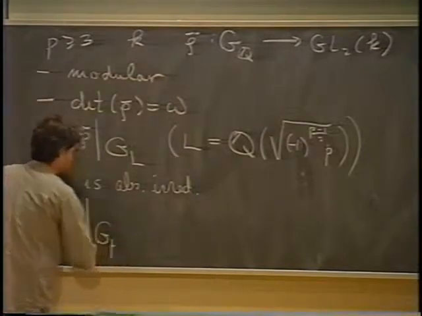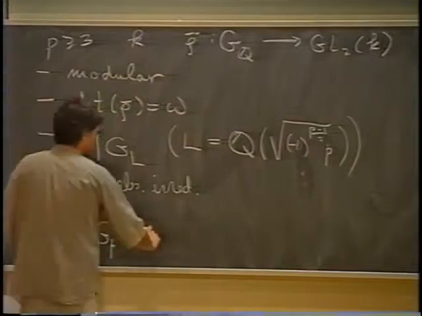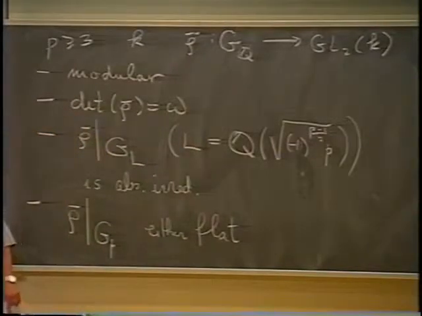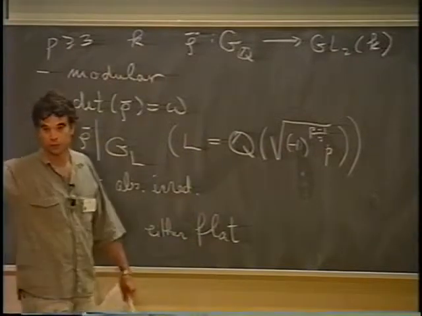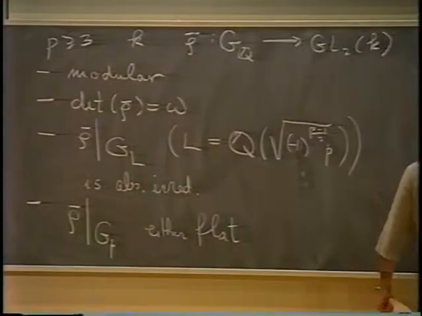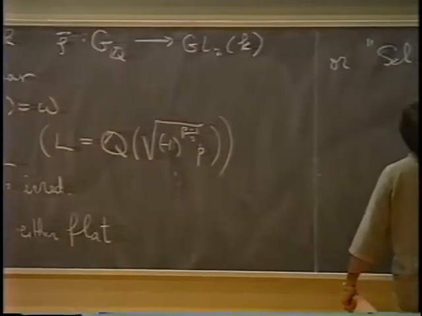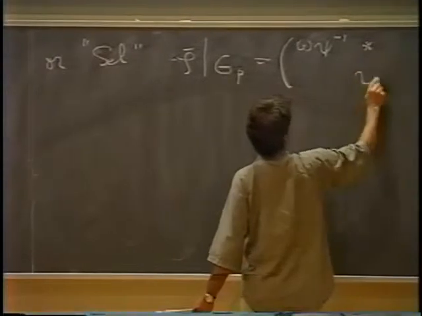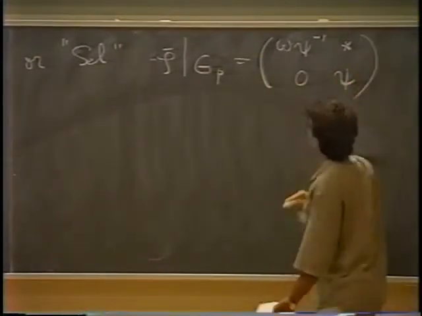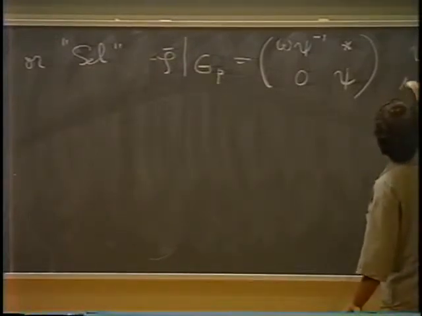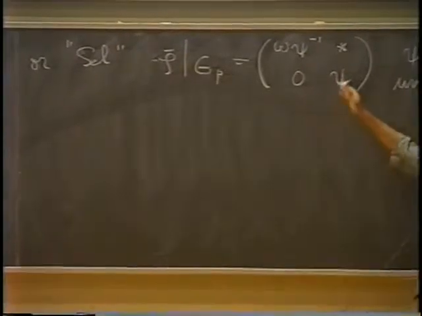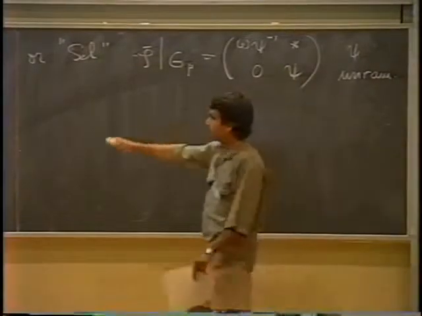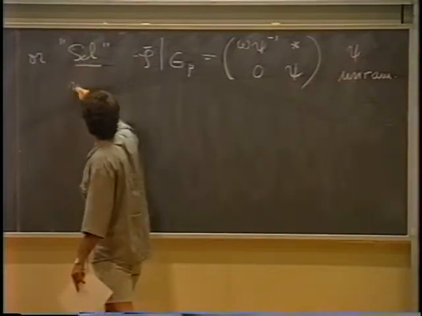First of all, the restriction to the decomposition group at P is either flat in the sense of Conrad, in other words, comes from a finite flat group scheme, whether supersingular or ordinary doesn't matter, or Zellmer in the sense that it can be written as omega psi inverse, star, psi, 0, where psi is unramified characters. This is what Ken discussed, except that since the determinant is omega, I write it in such a way rather than alpha and beta. But since I included the flat case here, by Zellmer I always mean Zellmer and non-flat.